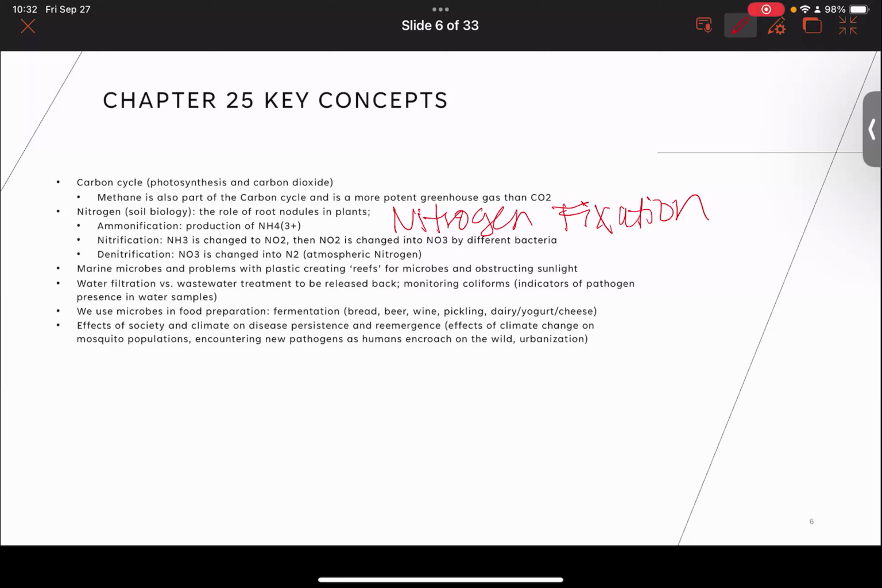Okay, so we use microbes for food. Obviously, they're great for bread, beer, wine, and cheese and yogurt and stuff like that.